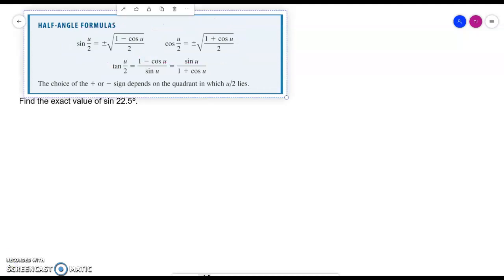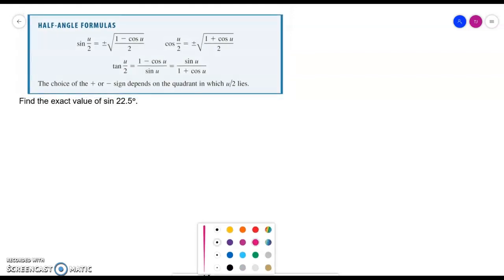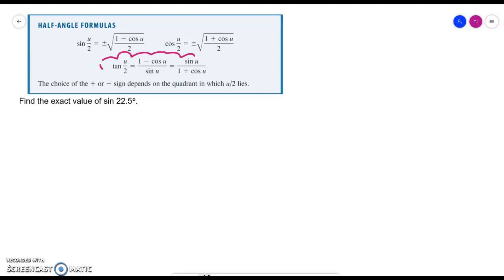Right, and the last half-angle formula we have is for tangent, and that states that if we have the tangent of u over 2, that's going to be equal to 1 minus cosine of u over sine of u, right, which is also equivalent to sine of u over 1 plus cosine of u.